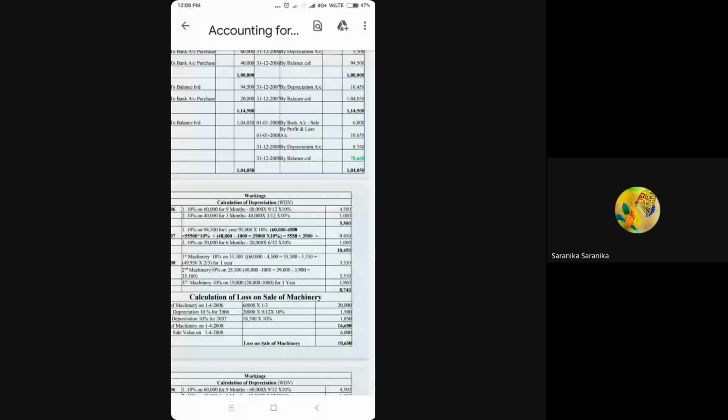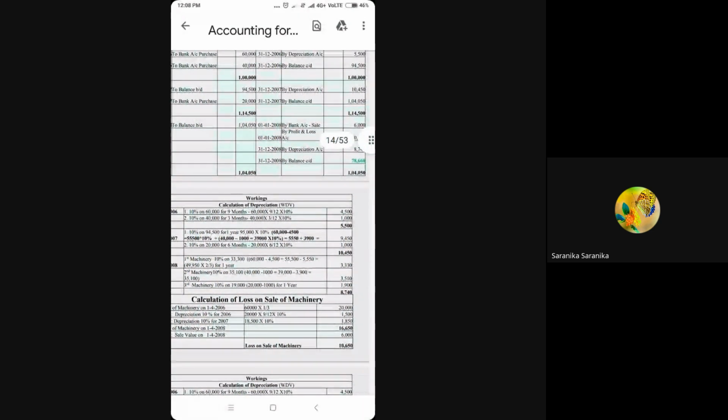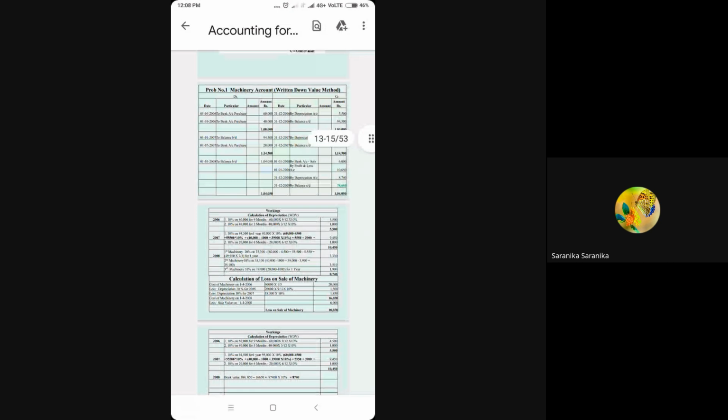Book value of the sold machinery, that is 1,04,050 minus 16,650, you deduct it, then you have to calculate 10% on your book value. See here, I have calculated depreciation for the third year: 8,740. You calculate it, you can get the value. So under the diminishing balance method, you have to do it.